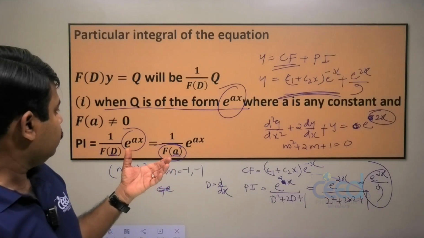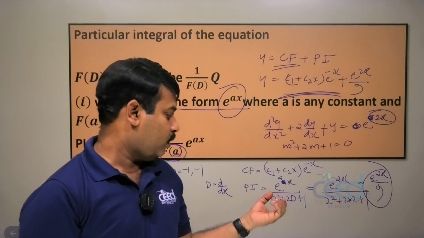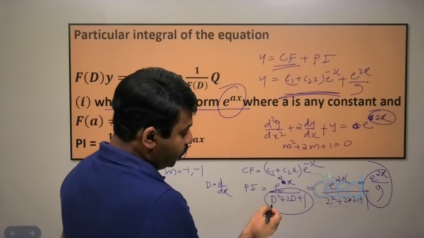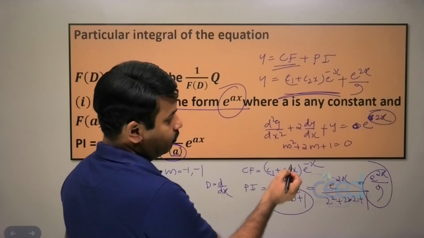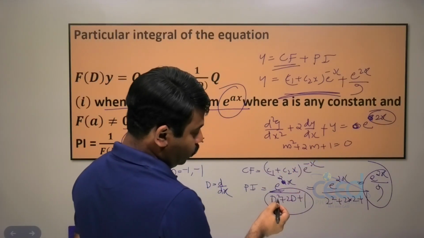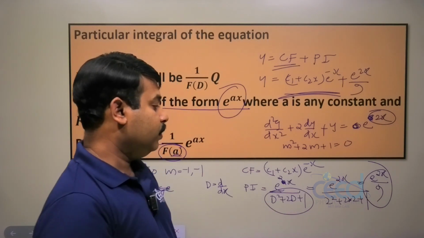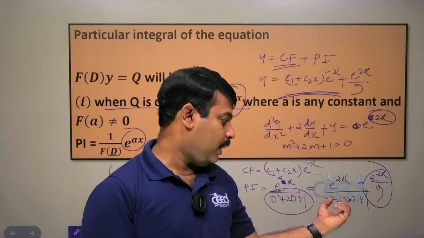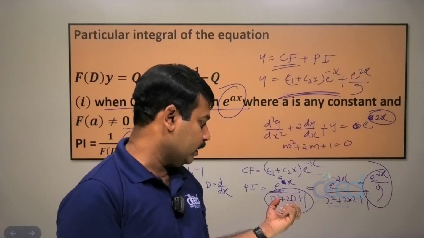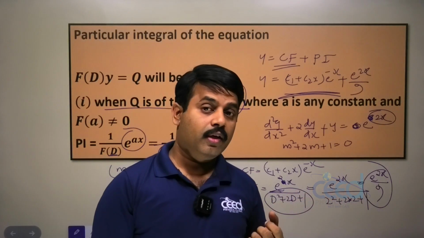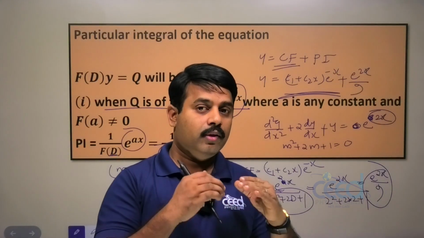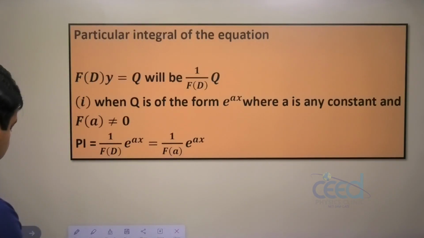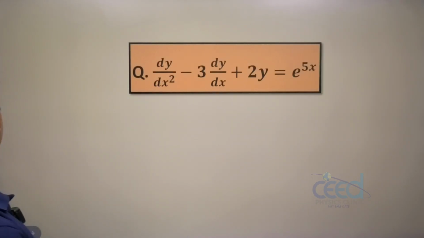Now this is f of D. Here instead of D you put a, that means 2. If by putting this a value instead of D the denominator comes to 0, what do we do? That we have to discuss. Before that we do one problem, then we come back. Okay, different cases.